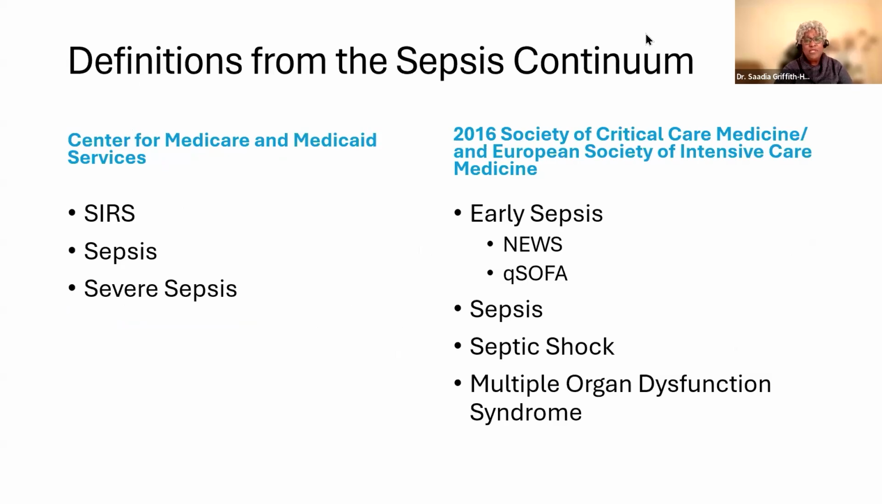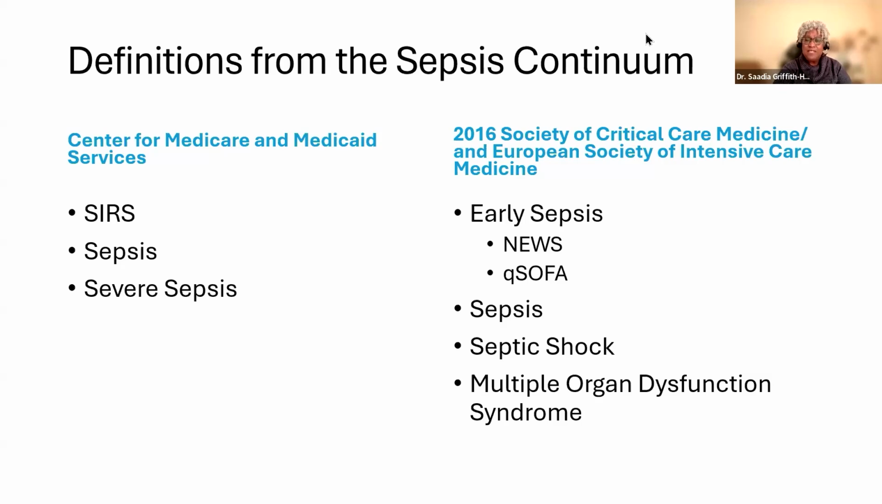So now, as I said, sepsis exists on a continuum. And when you start to look at all of this literature, there are all these definitions: SIRS, sepsis, severe sepsis, septic shock, multi-organ dysfunction syndrome, etc. So I've characterized these in two columns for you. We have the definitions that the Centers for Medicare and Medicaid Services recognizes and still uses, which are SIRS, sepsis, and severe sepsis. And we'll talk about those definitions in a second.